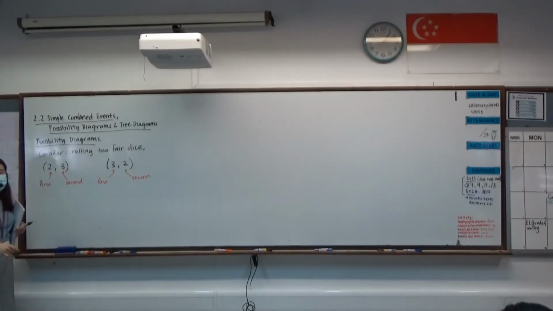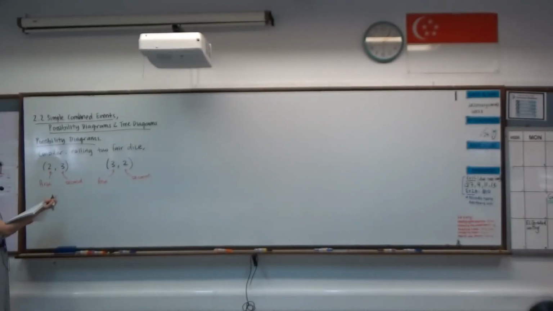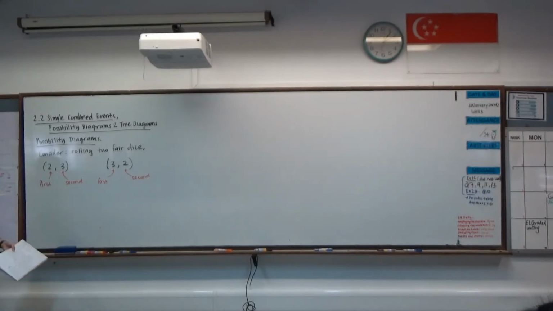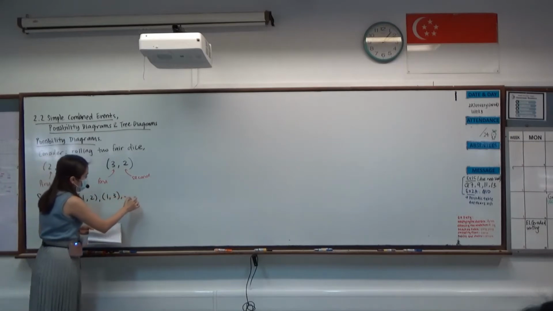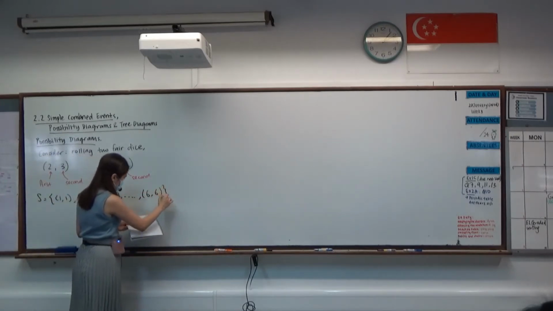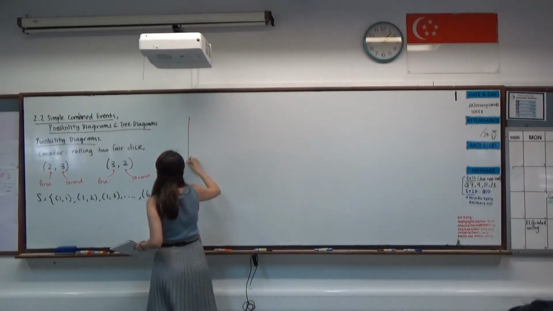But if I really want to list down all the different combinations, there will be a lot to list down. In fact, there will be 36 of them. How do I know that there are 36? I can present this information in a different manner. If I want to list our sample space, it will start from the combination 1, 1, then 1, 2, 1, 3, and all the way to 6, 6. It's a very tedious process. So let's look at a possibility diagram.